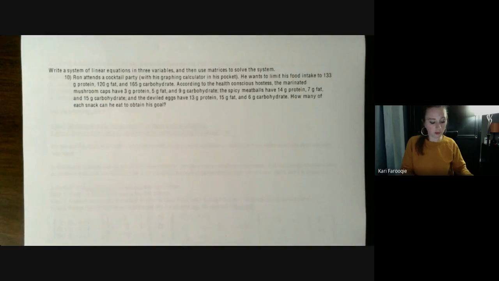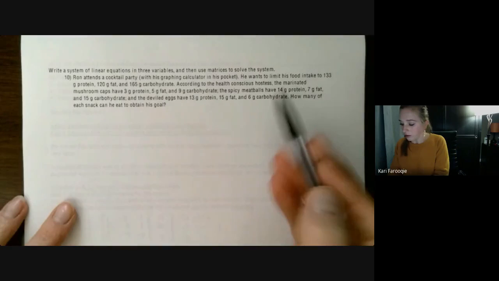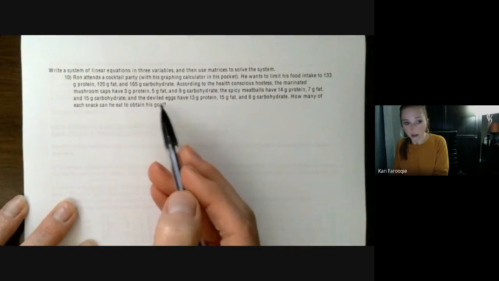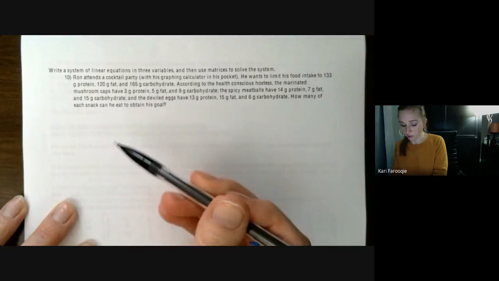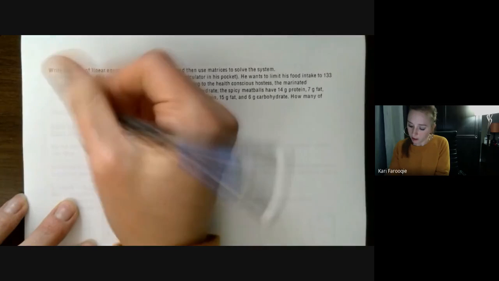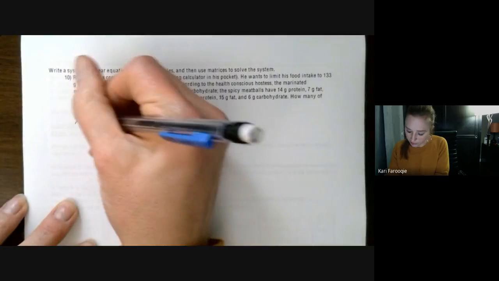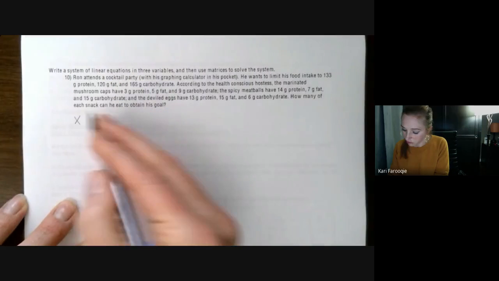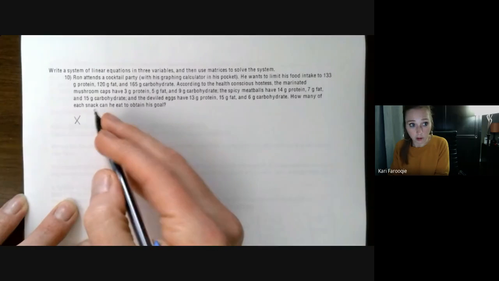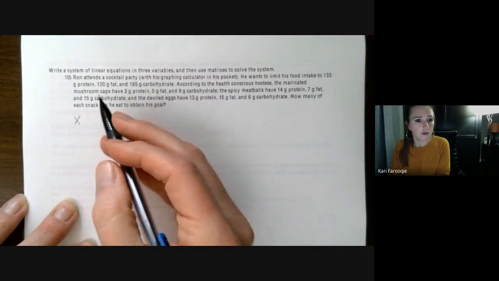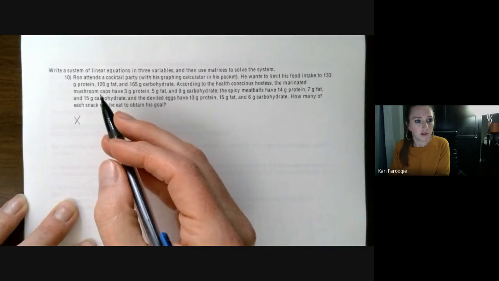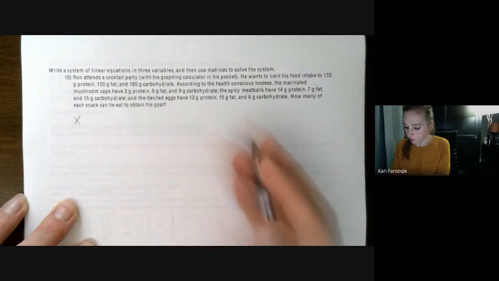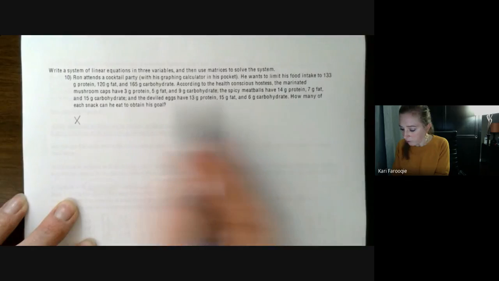So remember that when you're assigning your variables here for these application problems for systems, you're looking to the question. The question is, how many of each snack can he eat to attain his goal or obtain his goal? You know that you have 3 different kinds of snacks that are available. You have marinated mushroom caps, spicy meatballs, and deviled eggs. Those are the kinds of snacks that you have available.